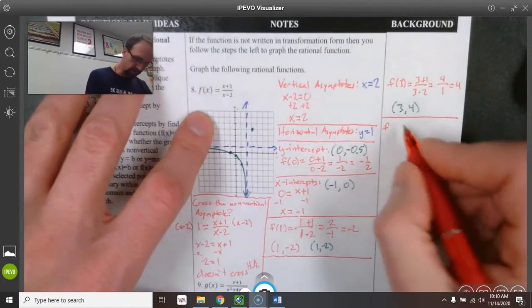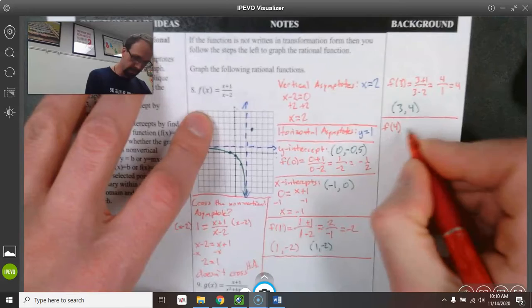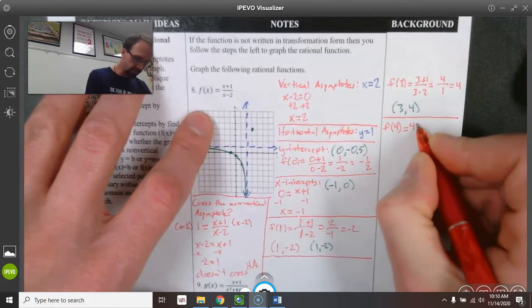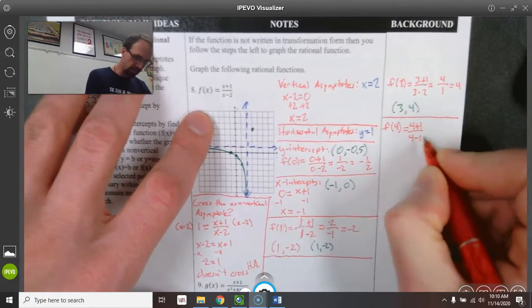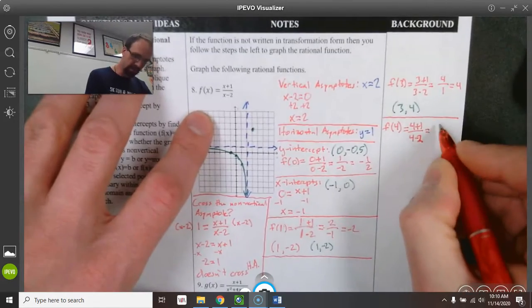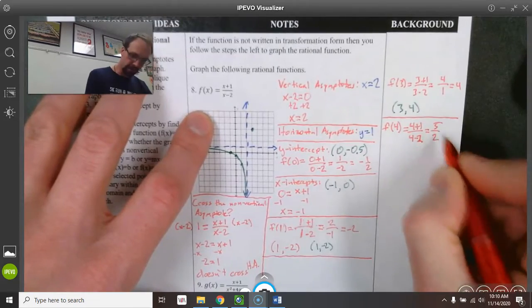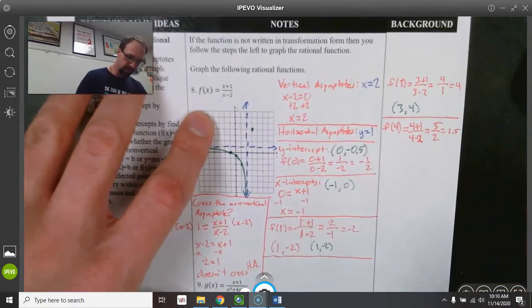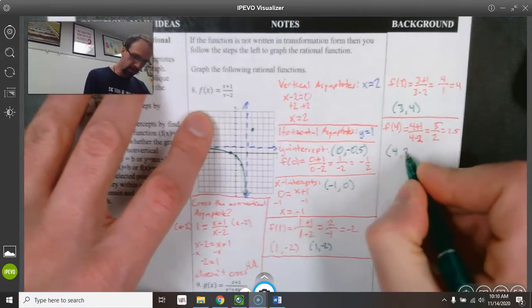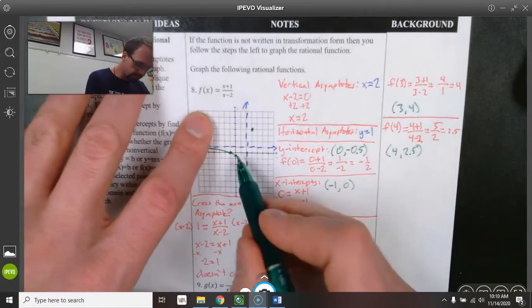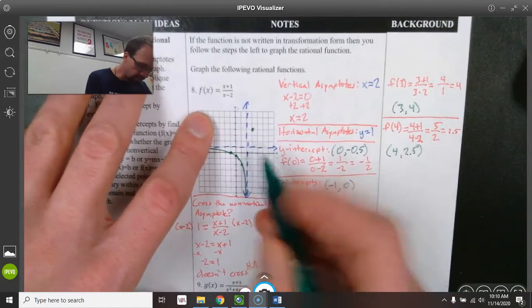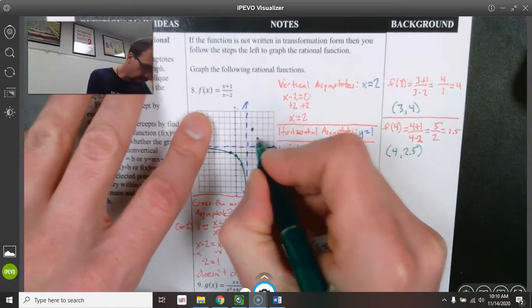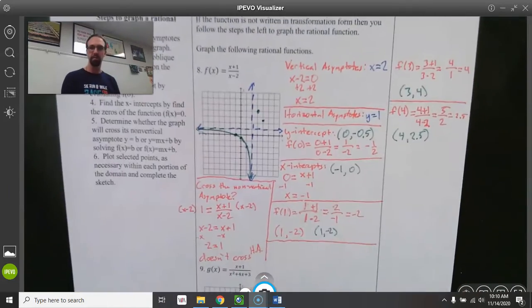And then f of, let's do 4. That's a good one. So 4 plus 1 over 4 minus 2. That's 5 halves, which is 2.5. So if I put in 4, I have 2.5. 1, 2, 3, 4, 1, 2. So that is also a point on the graph, 4, 2.5.